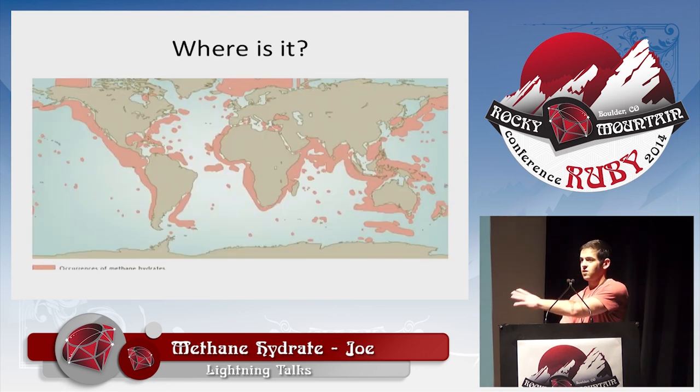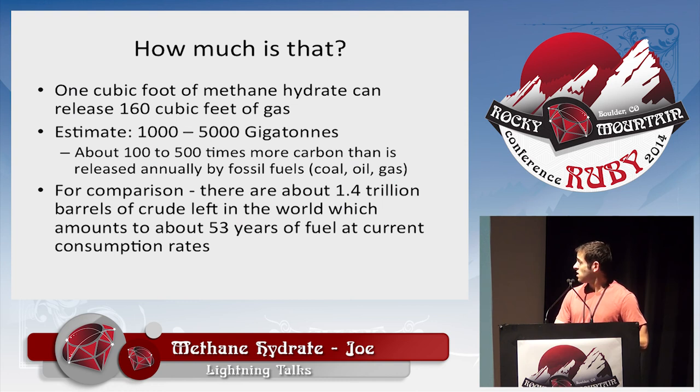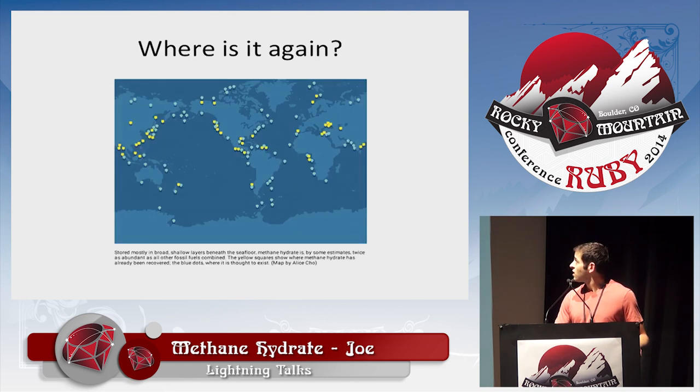So where is it? It's off the coast of pretty much everywhere. How much is there? I'm not going to read this all out to you, but they estimate there's between 50 and 300 years of the stuff. So there's just a ton of it. So again, where is it? The yellow ones are where it's been recovered already, and blue is where it's thought to exist.